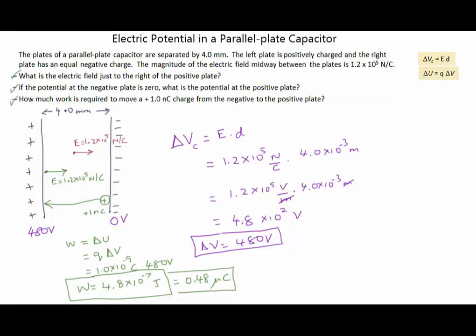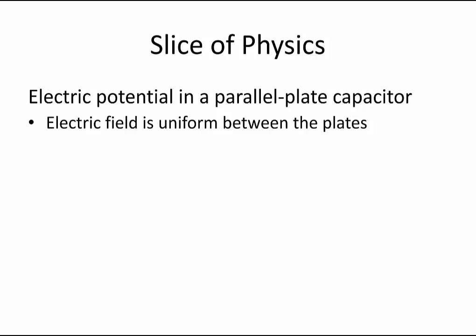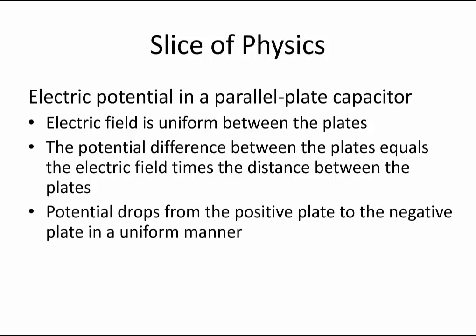So that's it. We solved all the three questions that we were asked. So let's recap the key points that we learned in this video. We looked at the electric potential in a parallel plate capacitor situation. First, we reminded ourselves that the electric field is uniform between the plates and used that to derive this equation for potential difference between the plates, which simply equals the electric field times the distance between the plates. And then we saw that the potential drops from the positive plate to the negative plate in a uniform manner, so it's a hill that's got a constant slope, or you can call it a ramp.